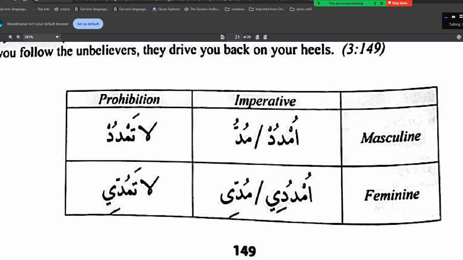The amr in the textbook they have just given muddu and umdud, but I have given you the possibilities for anta: muddu, mudda, muddi, or umdud. Okay, but they have rarely occurred in the Quran. Most of the time it's muddu or umdud. So the amr is muddu or umdud, and for nahi it's la tamdud. For feminine it's muddi or umdudi, and nahi is la tamuddi.